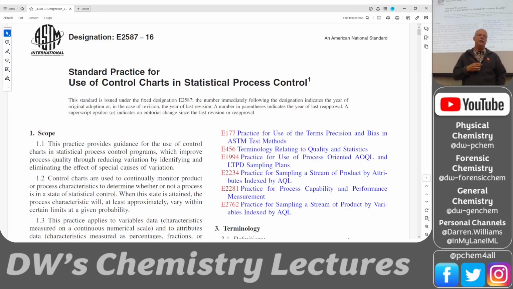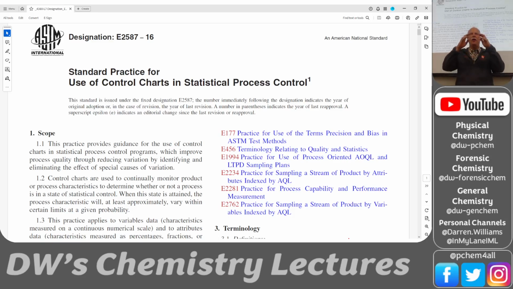This is the ASTM method for standard practice for using control charts. And I wanted to show you this because I don't know how much experience you guys have with standards like this, ASTM standards. But I've always wanted our chemistry majors to at least come through chemistry. You had one in the PChem lab, the RGB lab.